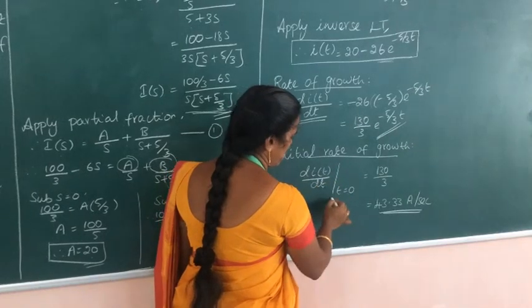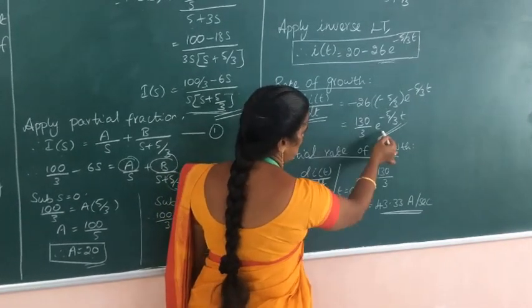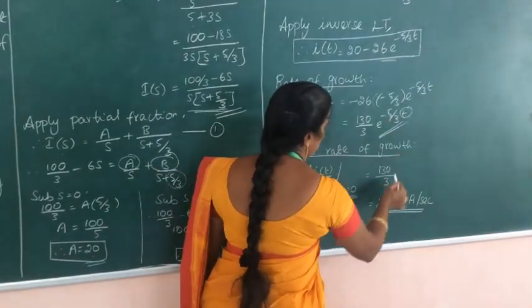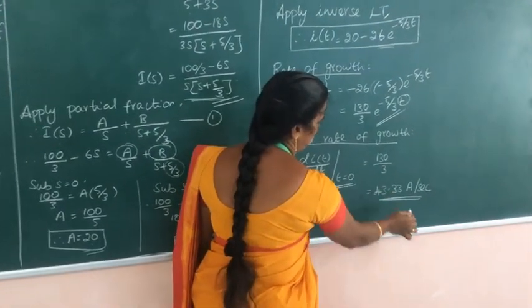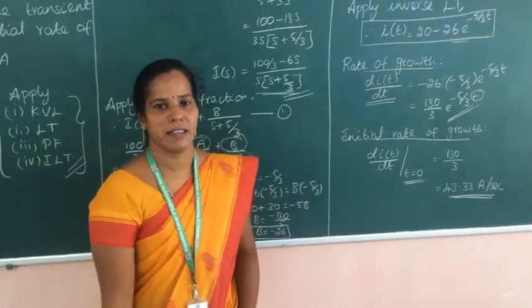What is the initial rate of current? It means di by dt at t equal to 0. So you have to substitute the value for t in this equation. Then you are getting this value: the initial rate of growth of current is 43.33 ampere per second.